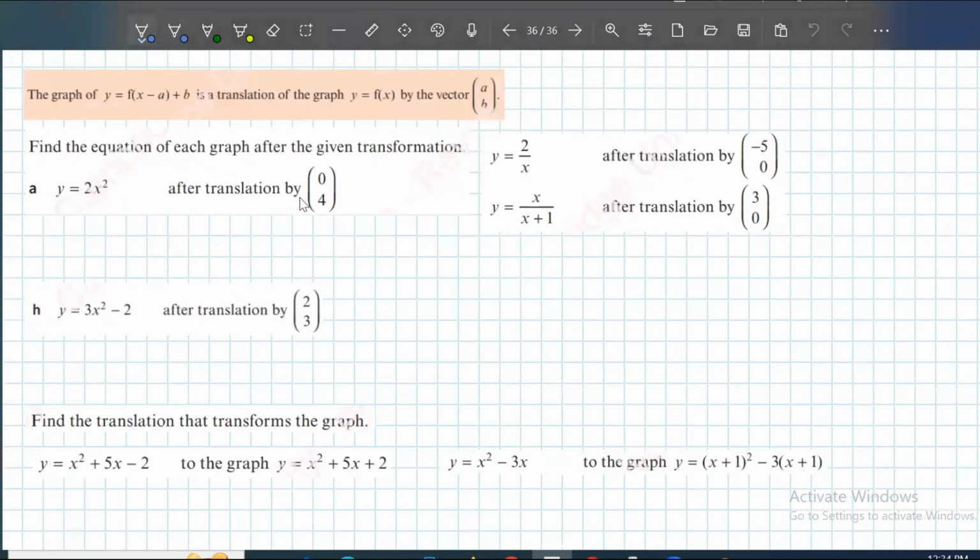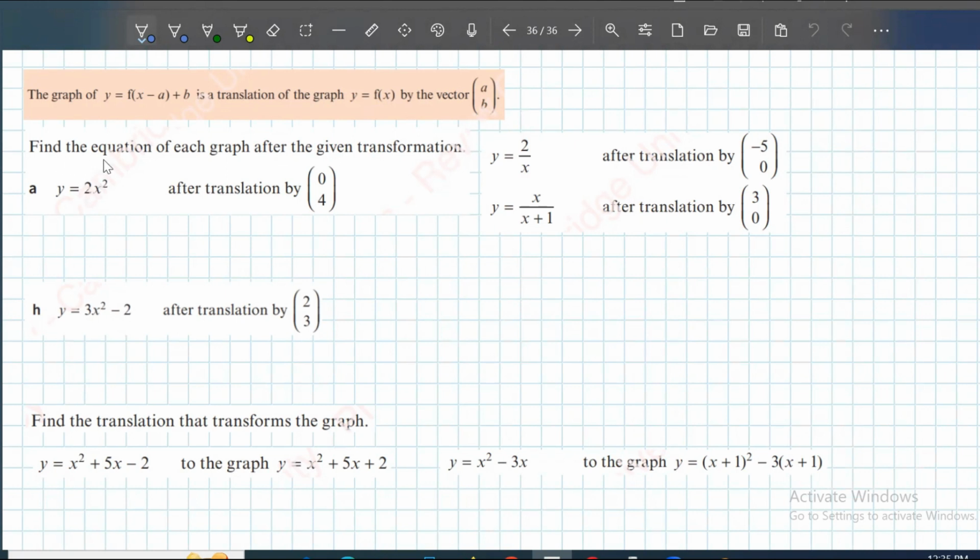See, in this situation I try to bring a little harder questions, and I hope it's manageable. And one more thing which I was going to say at the start of the video: once translation is combined, along the x-axis as well as along the y-axis, you will find the general form like this: the graph of y is equal to f of x minus a, plus b, is a translation of the graph y is equal to f of x by the vector (a, b). Before that we were checking only along the y-axis or x-axis, but now both together. So how will this affect the equations?